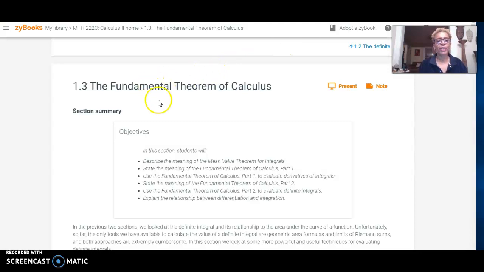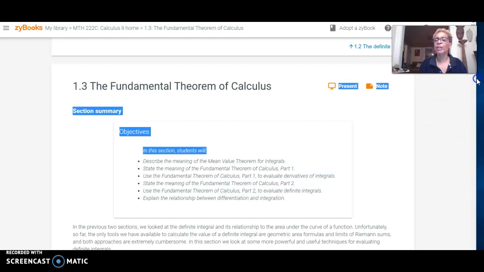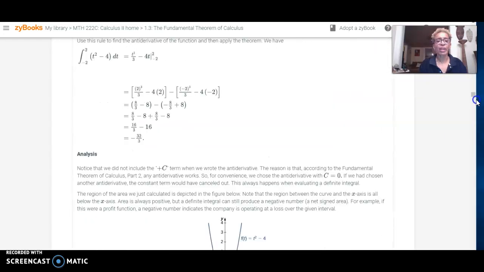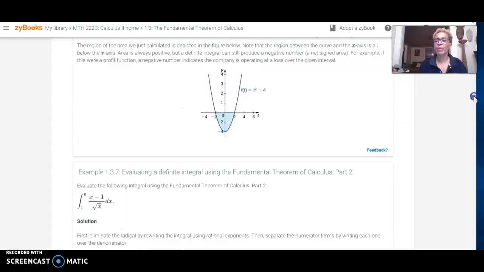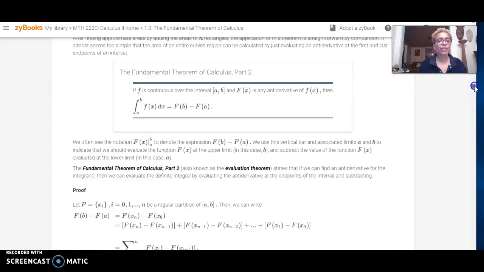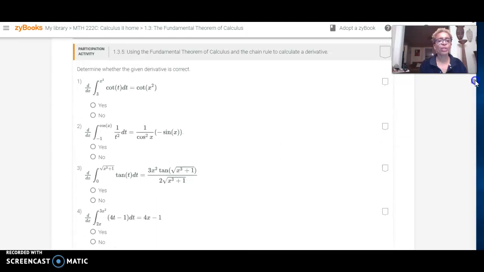Say this is section 1.3. I just want to show you what they mean by participation activity. Let's see if I can scroll down. Oh, okay. So here's some examples. Let me see if I can find a participation activity so you can get the idea. Okay, so here's one. Here they're saying use the fundamental theorem of calculus and the chain rule to calculate a derivative.